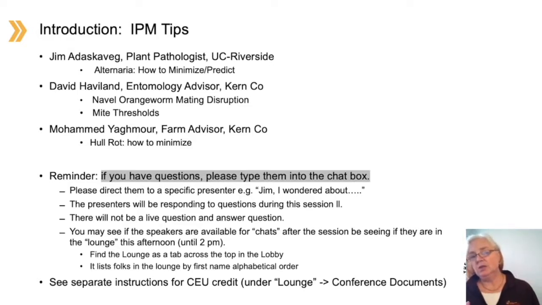Now to the speakers. I'm not sure that any of them need introductions, but just a reminder. Jim Addiscalf is a plant pathologist at UC Riverside, who has been working with managing diseases in almonds and other tree crops for many years. David Haviland has also been around for a while. He's an entomology farm advisor in Kern County. And Mohammed Yakmour is still relatively new, but he's also been working with almonds and other tree crops in Kern County as the farm advisor there. With that, I will hand it over to Jim to get us started.